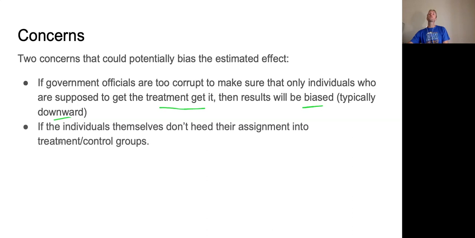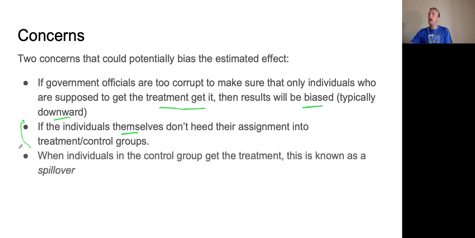And there's also the problem that the individuals themselves don't listen to whether they're supposed to be in the treatment or control group. If it's a check from the government, probably the people themselves can't change which group they're in. But maybe it's a pill, and only the treatment group is supposed to get the pill and the control group's not supposed to get it, but people in the control group want it and go out and buy it anyway. That's called a spillover. So when people in the control group get the treatment, this is known as a spillover, okay?